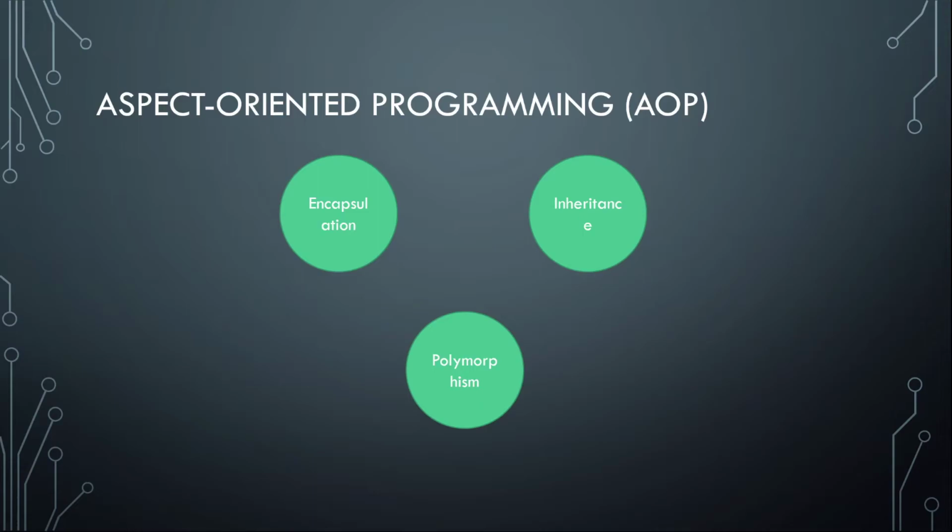The next part is aspect-oriented programming, which is known as AOP. Before talking about AOP, I want to discuss object-oriented programming. In OOP, there are three main principles: encapsulation, inheritance, and polymorphism. Both the second and the third one focus on the vertical relationships between classes. But how about the horizontal relationship?